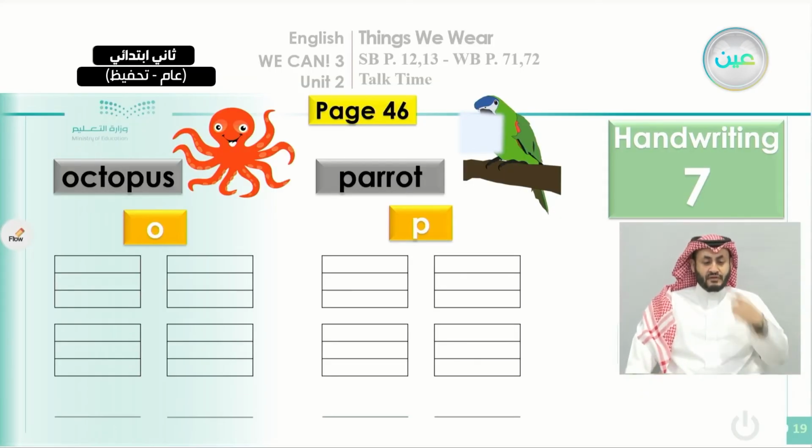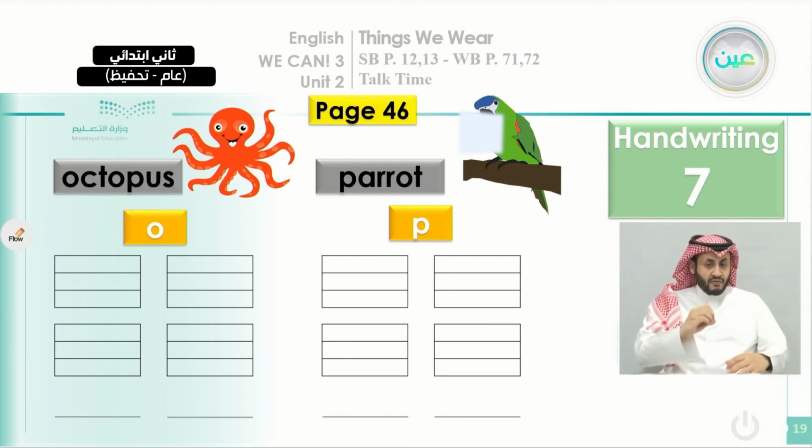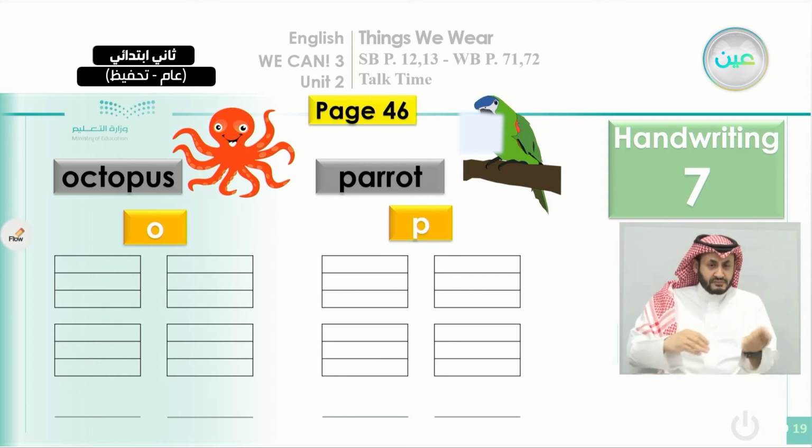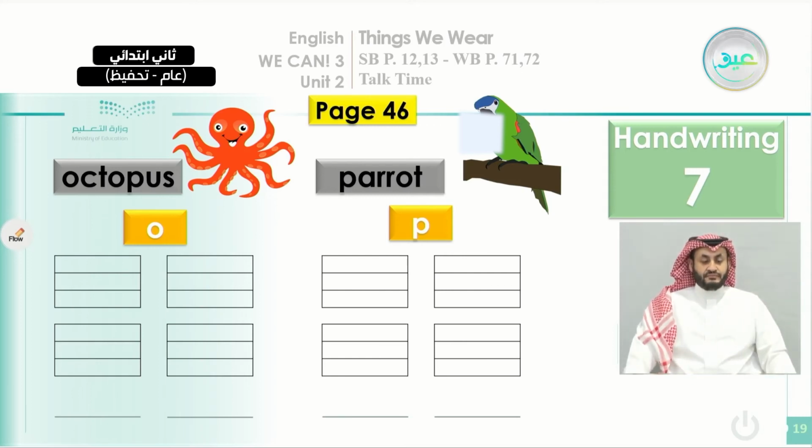We start now on page 46, which has the section of handwriting. We'll learn about two animals. The first one is octopus, and the second one is parrot. The first letter of the word octopus is O, and the first letter of the word parrot is P. So the most important thing here is how to write O and how to write P.